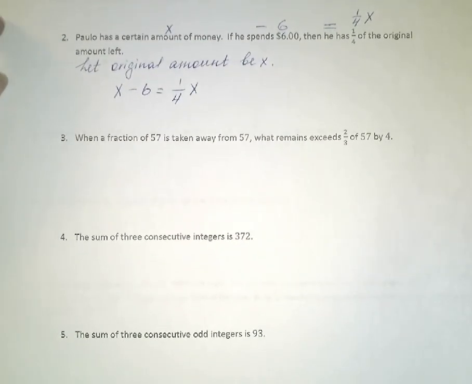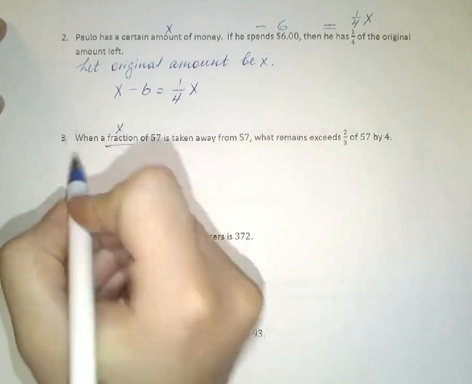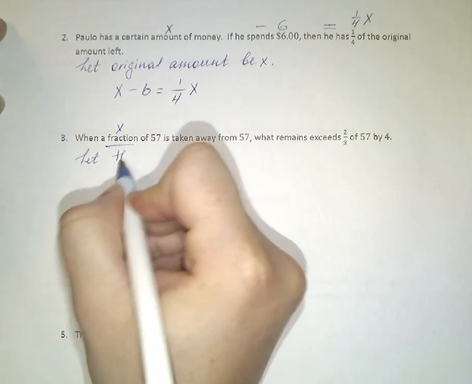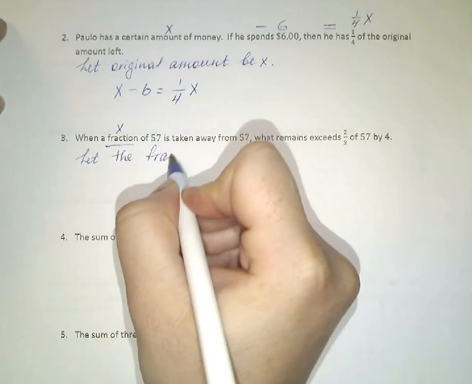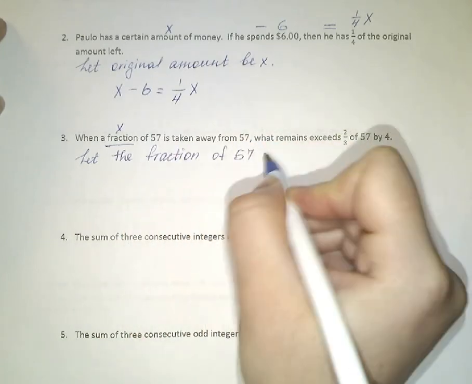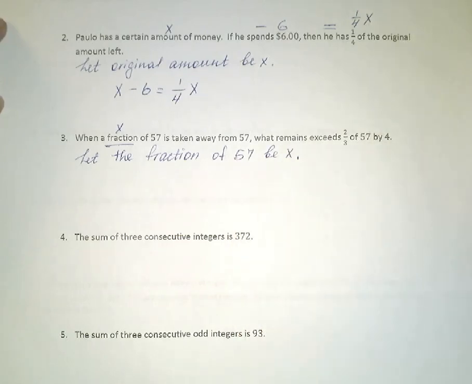Number 3. When a fraction of 57 is taken away from 57, what remains exceeds 2/3 of 57 by 4. What we don't know here is that fraction of 57. So let that fraction of 57 be x. Okay, so we identified that variable.